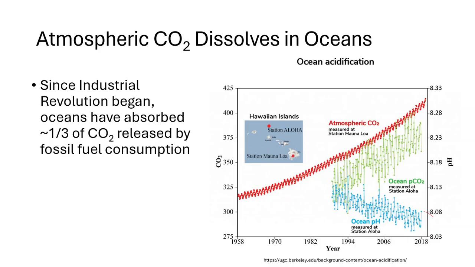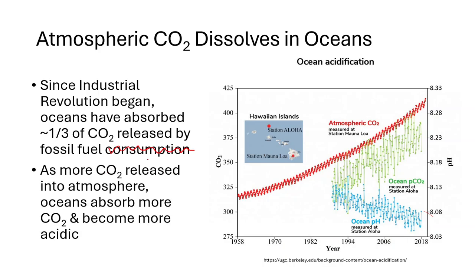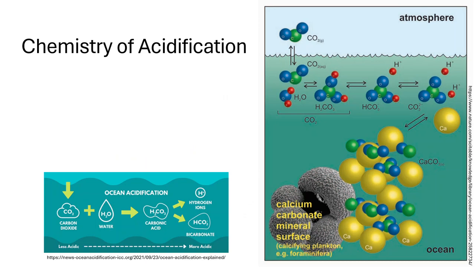So, historically, since about the beginning of the Industrial Revolution in the 1800s, the oceans have absorbed approximately a third of the CO2 that's been released based on data, and that's fossil fuel combustion, not consumption. As more CO2 is released into the atmosphere, the oceans absorb more CO2 and then they become more acidic.